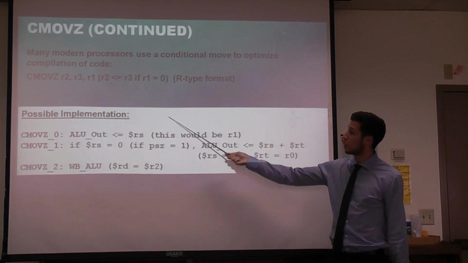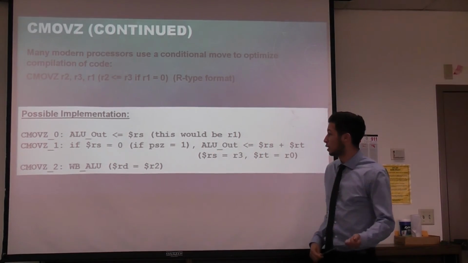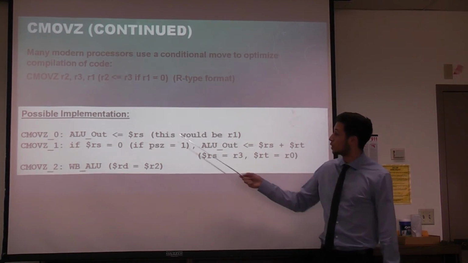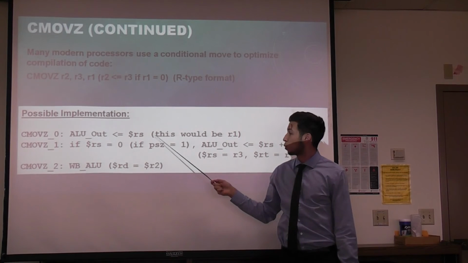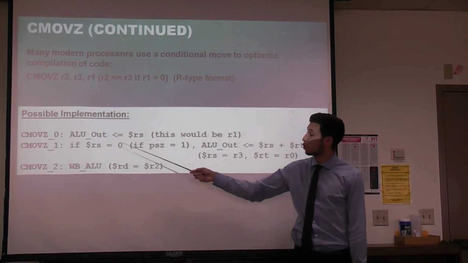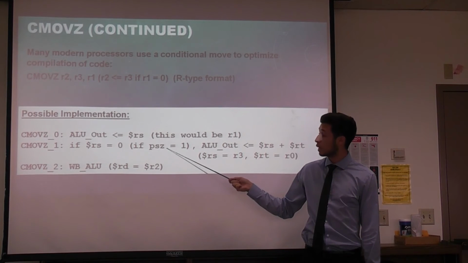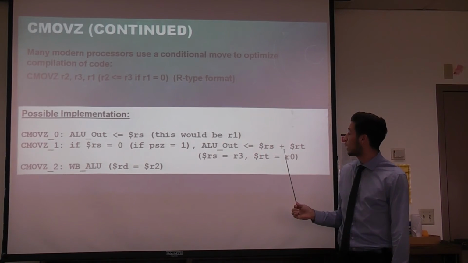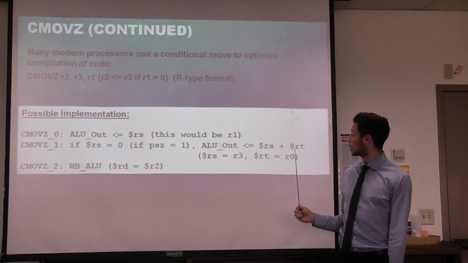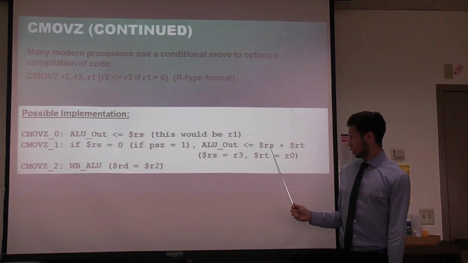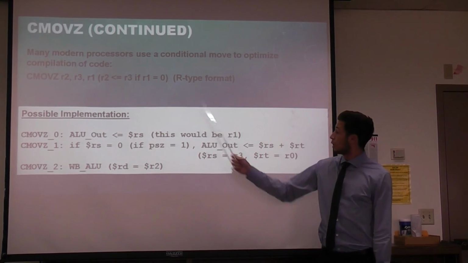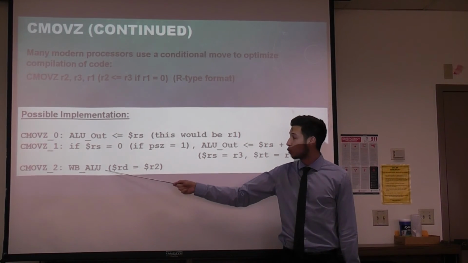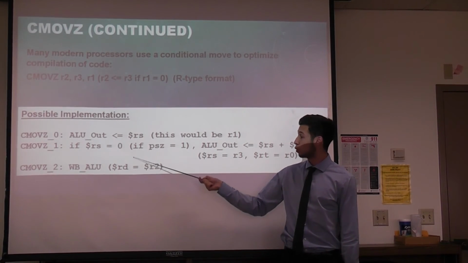A possible implementation that we brainstormed and came up with is, in the first state, to pass RS into ALU out through the ALU. In this case, RS would be R1. So we're planning to check to see if RS is equal to 0. In the second state, we do that by checking the present state of the 0 flag. If that's set to 1, then we carry on with the move instruction. But in our case, we use an add with R0. In this case, RT would be R0. RS would be R3. So if present state is equal to 1, we continue with the move. And then in the third state, we'll write back ALU to the destination register, which would be R2 in this case.